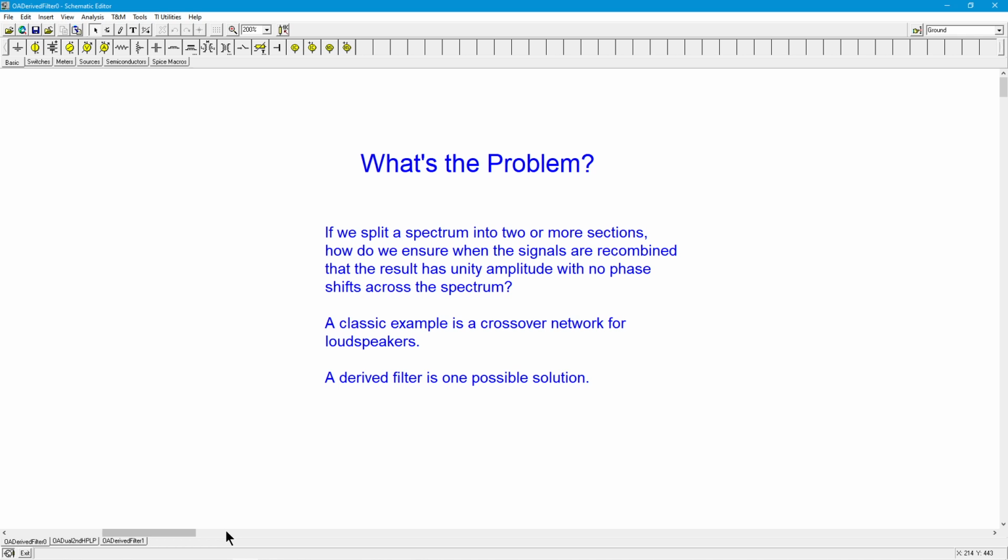So, like I said, the classic example is a crossover network for loudspeaker systems. And by the way, this is a problem with passives as well as actives. It's not just an issue with one of them. There are other places where we might want to split up a spectrum and we would have this kind of issue. Okay. Well, how do you solve that problem? One possibility is through the use of a derived filter.